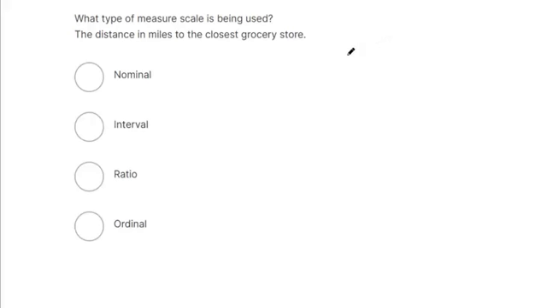So what type of scale is being used? The distance in miles to the closest grocery store. So we could put some numbers in to try to imagine what this might look like. Could be 3.2 miles, could be 7 miles, could be 1.13 miles. We can keep getting more and more accurate. So it's a number with a decimal, and it's a number where actually, let's just start with that, and then I'll show you the difference between the last two that we have.